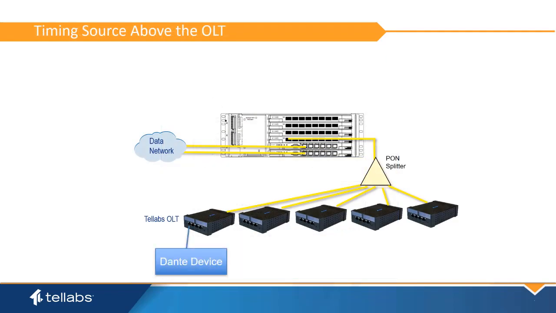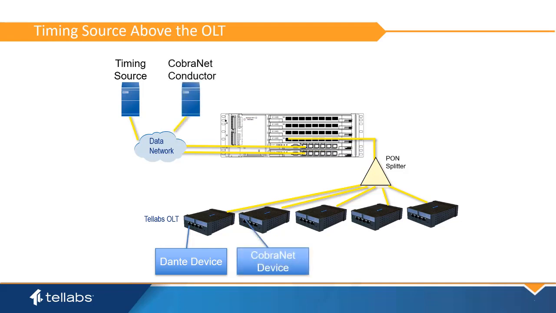The Dante devices need to elect a device as a timing source. Placing the timing source above the OLT ensures that the PTP has the minimum jitter and delay and minimizes the replicated multicast within the system. The CobraNet conductor provides the nominal clock source for the network. For best performance, the CobraNet conductor, which is often the system controller, should be placed above the OLT. This ensures minimum jitter and delay under normal operations.